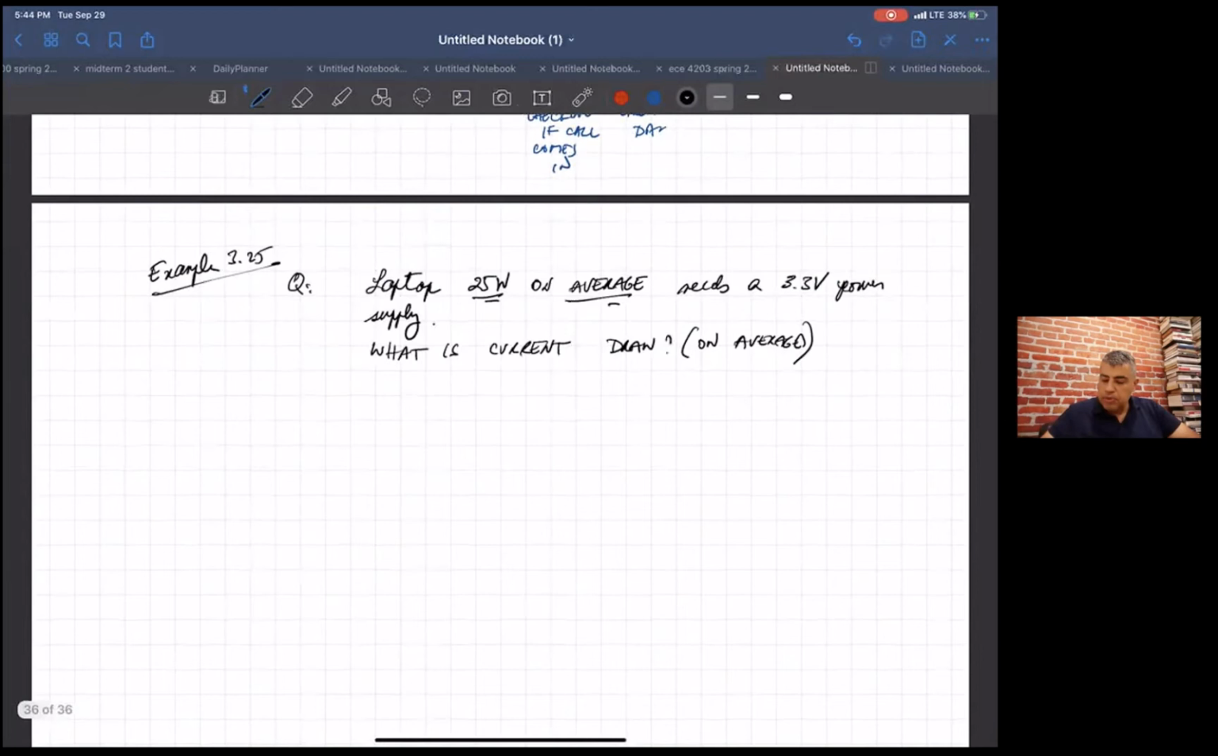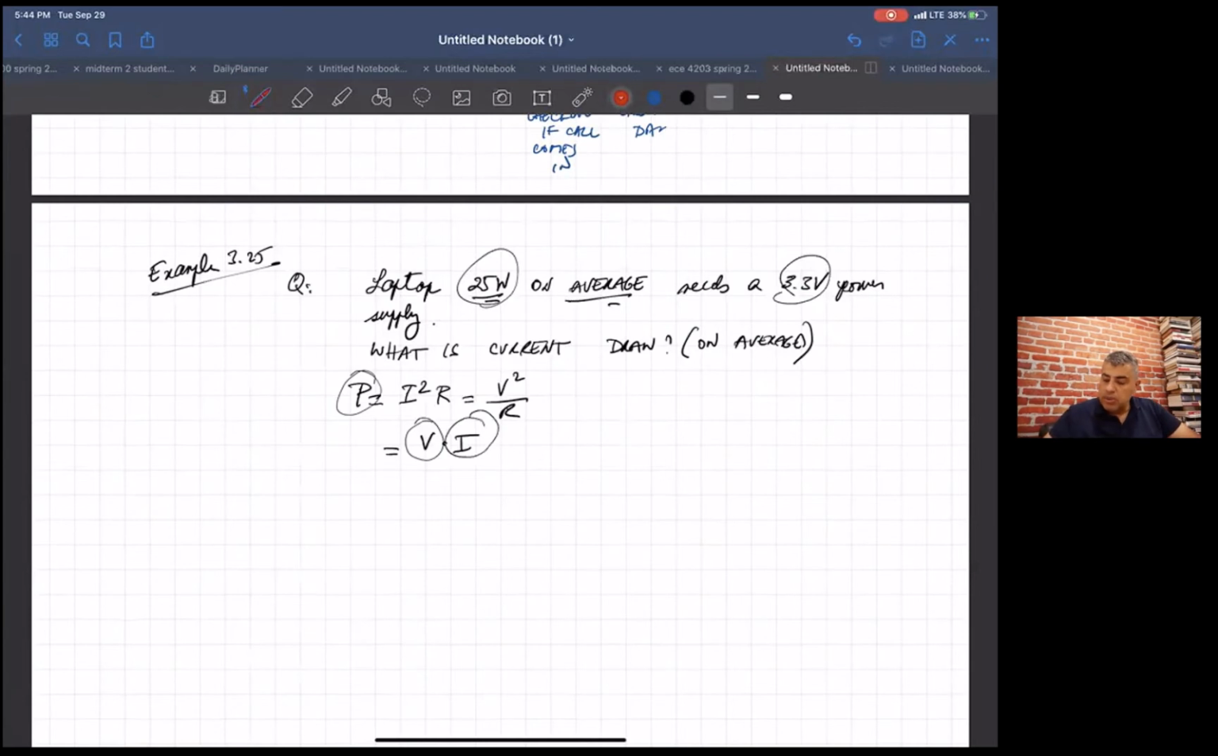So basically power, there's a lot of different ways to look at power. You can look at it as I squared R, or V squared over R, or you could do V times I. Okay. In this case, we have power and we have voltage, and we want I.